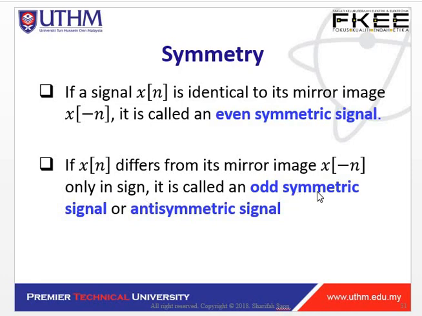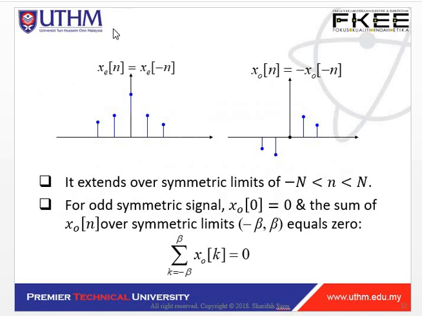So what is odd symmetric? Odd symmetric is when x[n] differs from the mirror image x[-n] only in sign, so it is called odd symmetric or anti-symmetric. Now let's look at the graph, then you can have a better understanding. This is x even. x even[n] is equal to x even[-n], so the left-hand side and right-hand side are the same. You get the same value, and it's a mirror image at the y-axis. So this is the so-called even signal.